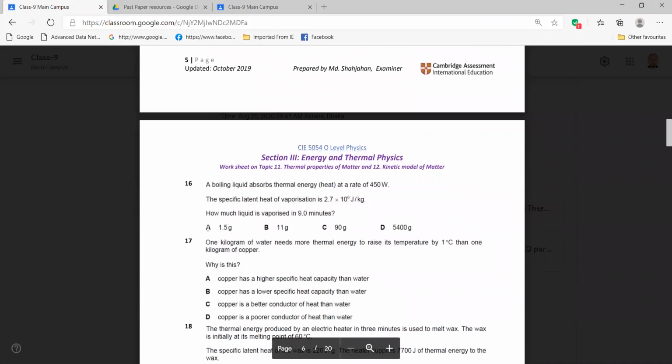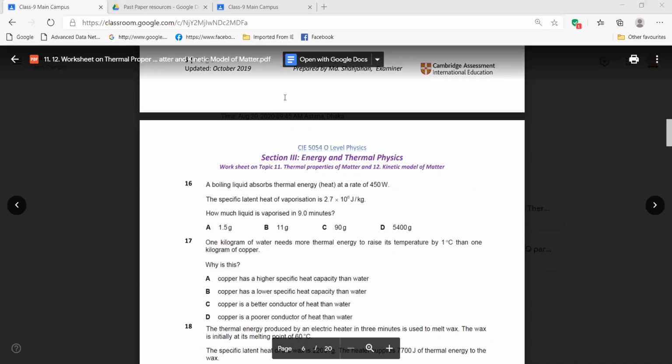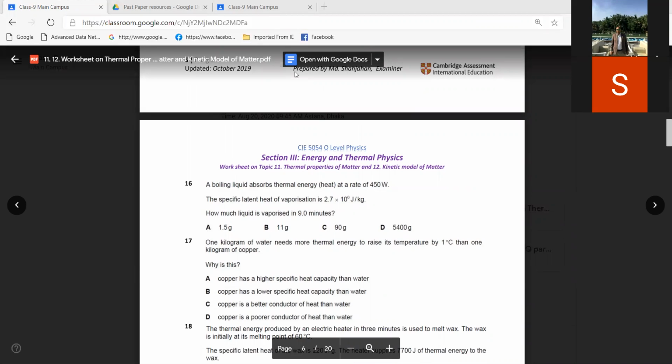A boiling liquid absorbs thermal energy at a rate of 450 watt. The specific latent heat of vaporization is 2.7 multiplied by 10 to the power 6 joule per kg. How much liquid is vaporized in 9 minutes? So how much means you are asked to find the mass, right?